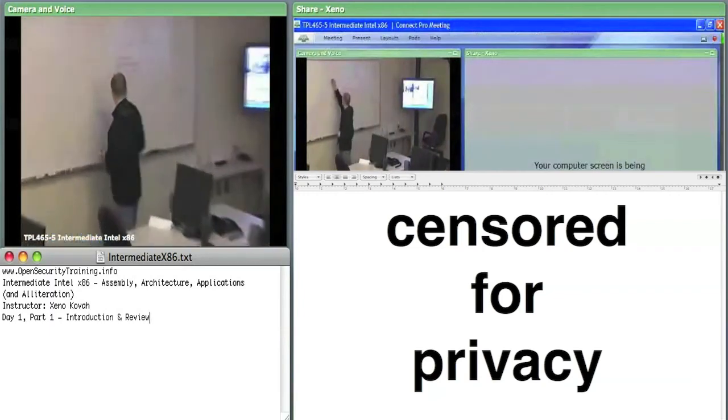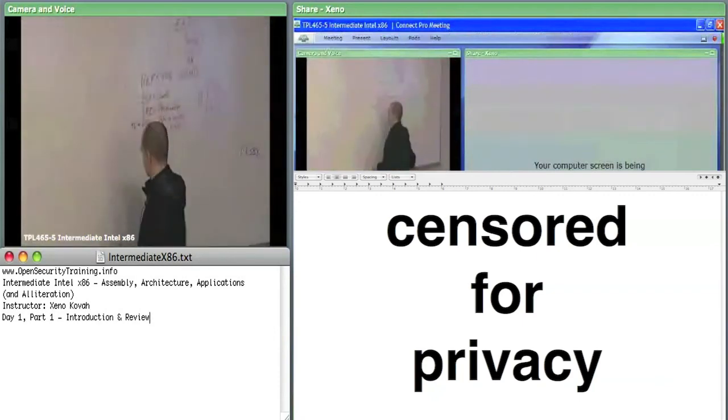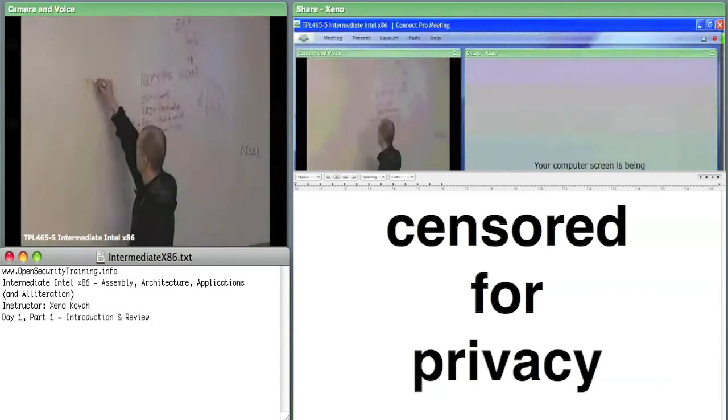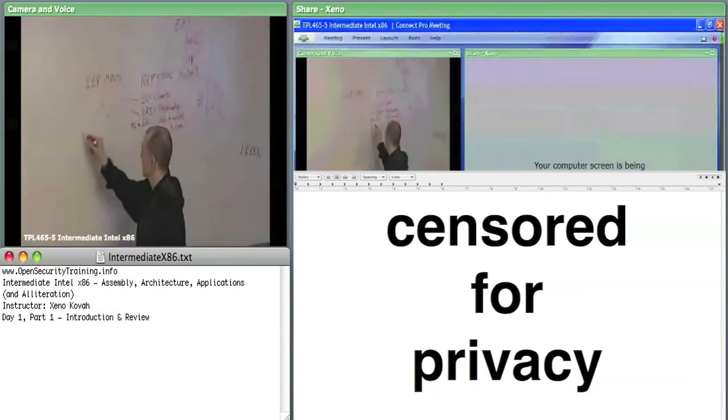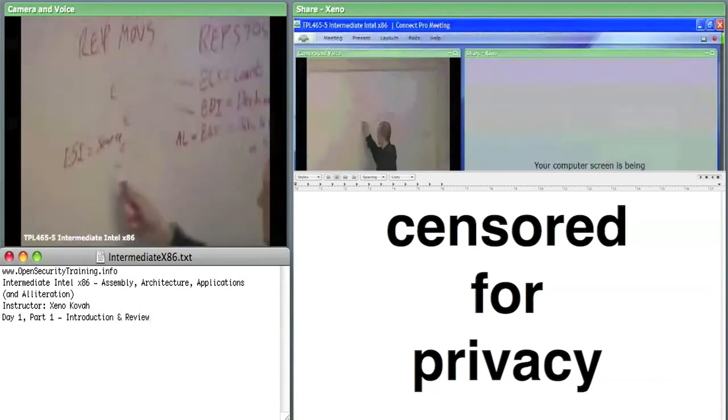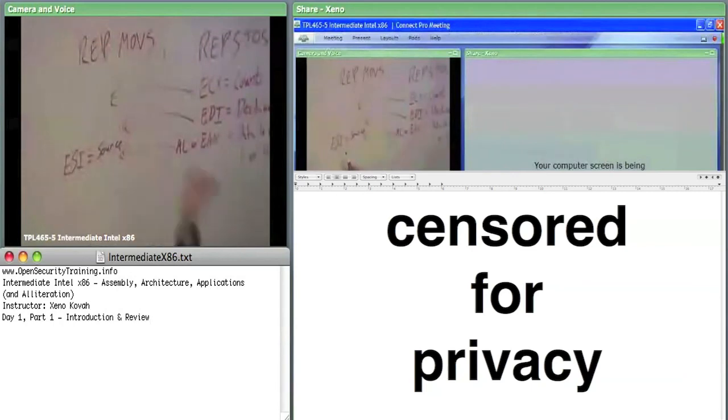So in rep movs, that's the same, but now this is ESI, which is the source, right? So we're taking from source, and we're going to go from memory. We're going to say, take from source, copy to dest, EDI, and copy ECX number of times, and, you know, whatever size it is based on this.